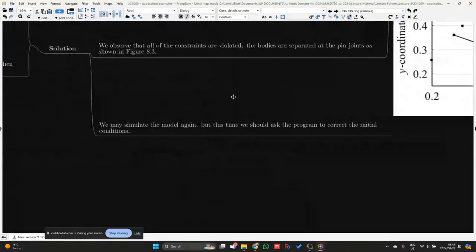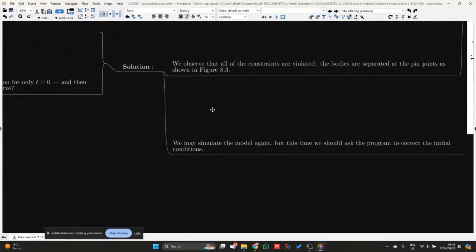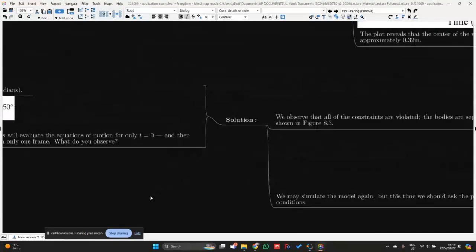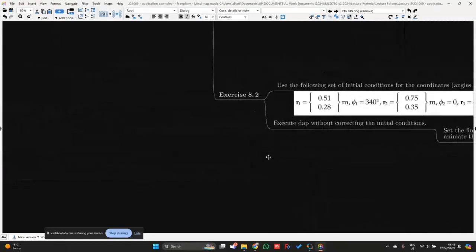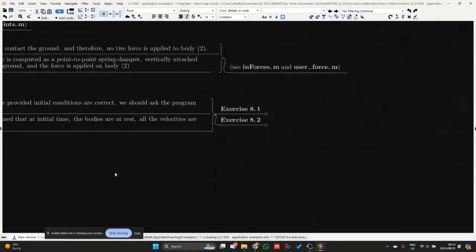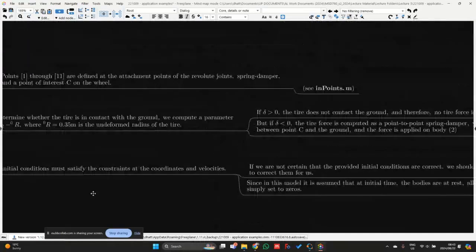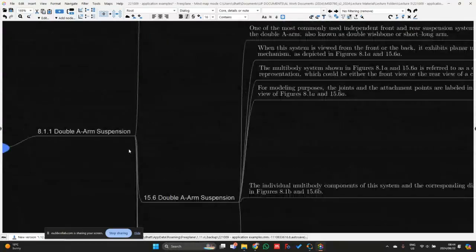Okay, so I don't think there is a plot of this one, but we did simulate it now, and we did see that it basically just shifts. First it moves up and then down instead of down and then up. Okay, so that was then exercise 8.2, and I think this then also wraps up what we wanted to look at for the double A arm suspension. Okay, so any questions before we move on to the next suspension system?